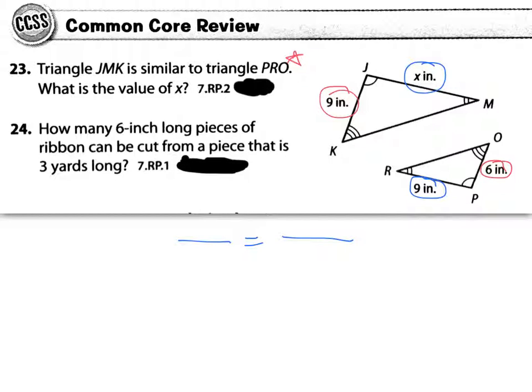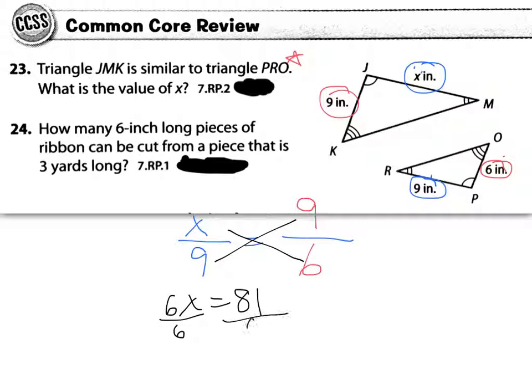So x, I'm going to do big, small, big, small. So x to 9 as 9 is to 6. Okay, now I go ahead and cross multiply. So 6x equals 81. Divide both sides by 6. And I don't know what that is either. Let's use my calculator. 81 divided by 6. 13.5 inches. And again, you'll have to write that answer out.